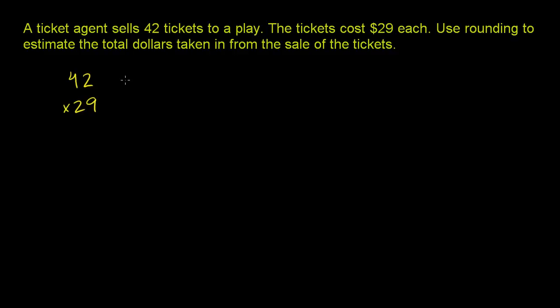So if we round 42 to the nearest 10, we've done this drill many times. 2 in the ones place is less than 5, so we're going to round down. The nearest 10 is 40. We're going to round down to 40.